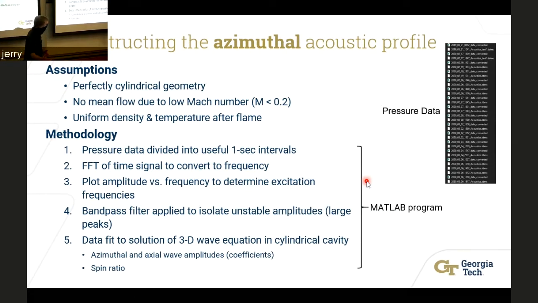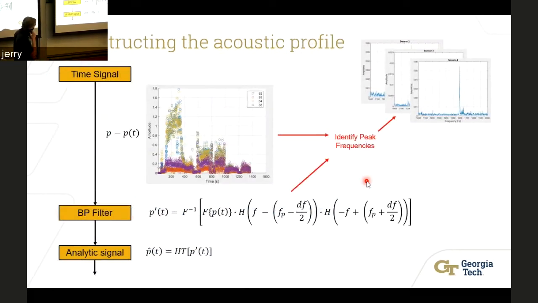The pressure data that we have is just a snapshot of all the data that we've had. We ran this rig multiple times. We take this data and feed it into a program I wrote in MATLAB, and essentially it goes from raw pressure data to telling you what acoustic mode you have and what its shape is. I want to walk through the process a little bit.